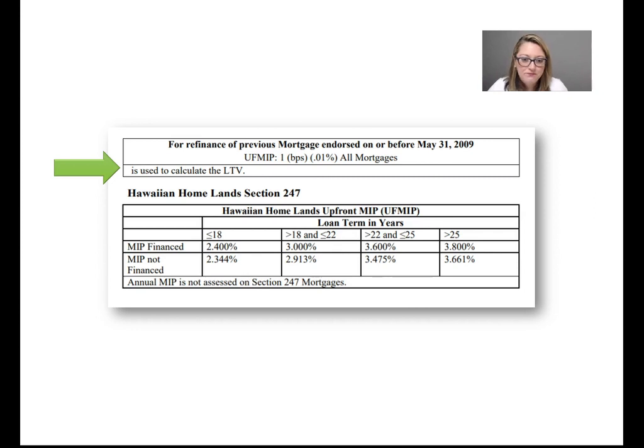And then the other exception was on the Hawaiian homeland section. So you can see here they're basing this on the term of the years. If it's less than or equal to 18 years, they're going to pay 2.4% if it's financed, or if it's not financed. So just make sure if you have a Hawaii property that you're looking very carefully at this table.